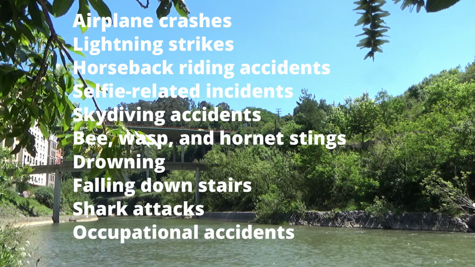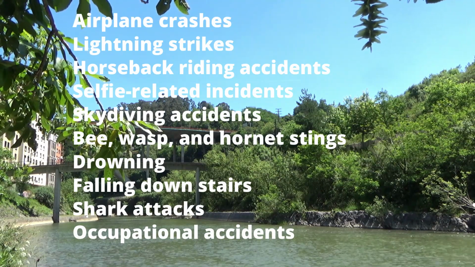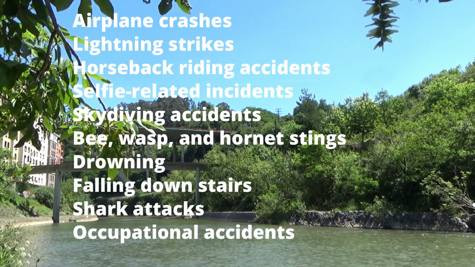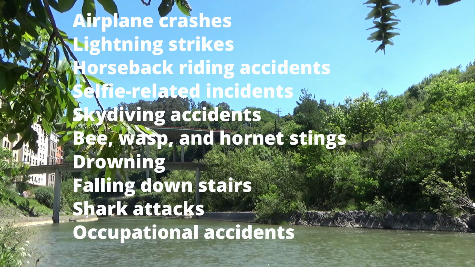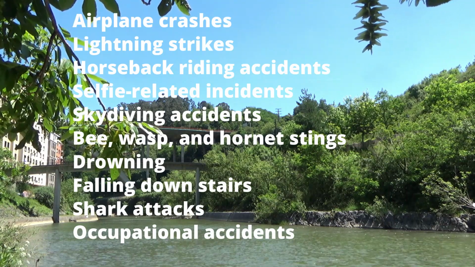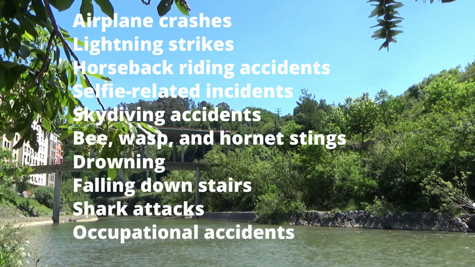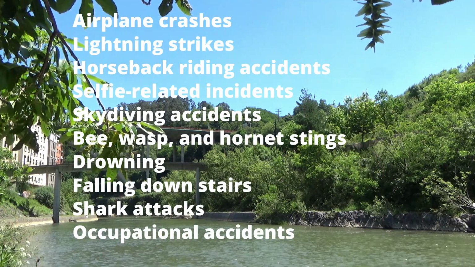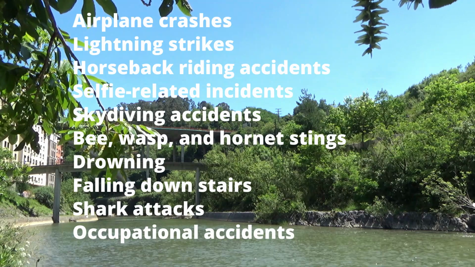Then we have a modern one, selfie-related incidents. How many people every year die taking selfies? Skydiving accidents, so that's sort of parachuting. Bee, wasp and hornet stings. So a bee is the insect that makes the honey. A wasp is related to the bee, but it doesn't make honey. It just annoys you when you're having a picnic. And a hornet is a very big wasp. So how many people die being stung by those insects?